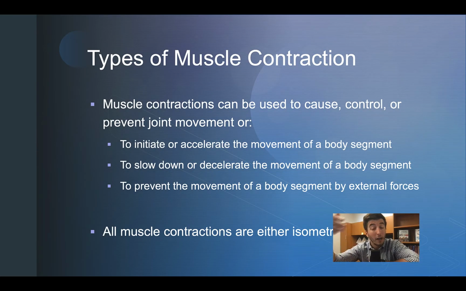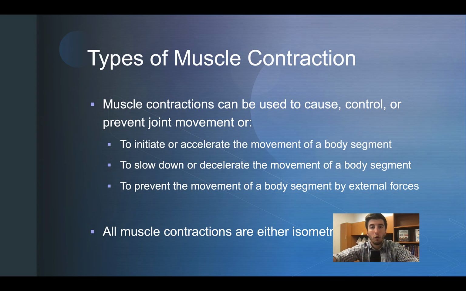So there's several different types of muscle contractions. Obviously, we're going to have a muscle contraction for basically every type of movement that's going to be occurring. So we want to use muscles to control either an initiation of a movement, to control the movement, or to actually prevent joint movement. So we actually use our muscles to protect our joints by controlling net joint movement. We use our muscles to slow down or decelerate movements that are occurring at high speeds. And we also use our muscles to initiate movement.